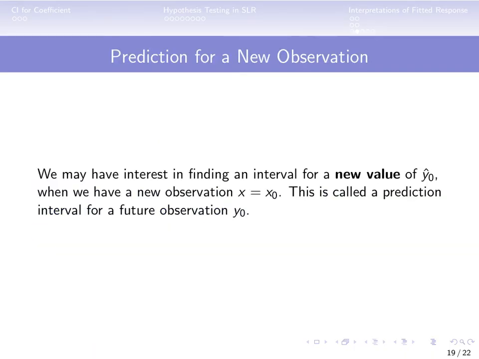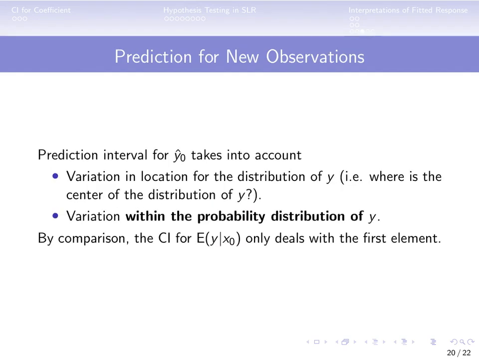Now, if you're interested in the second interpretation, an interval for a new value of y when x equals x naught, this is called a prediction interval for a future observation y naught. The prediction interval for y naught takes into account two sources of variation. One is the variation in the location for the distribution of y. Basically, where is the center of the distribution for y? So it's the variation associated with your regression equation.